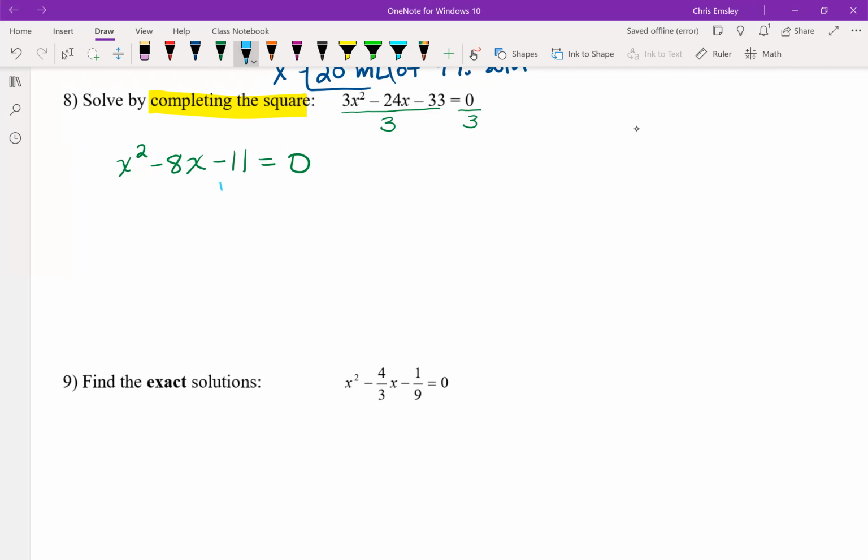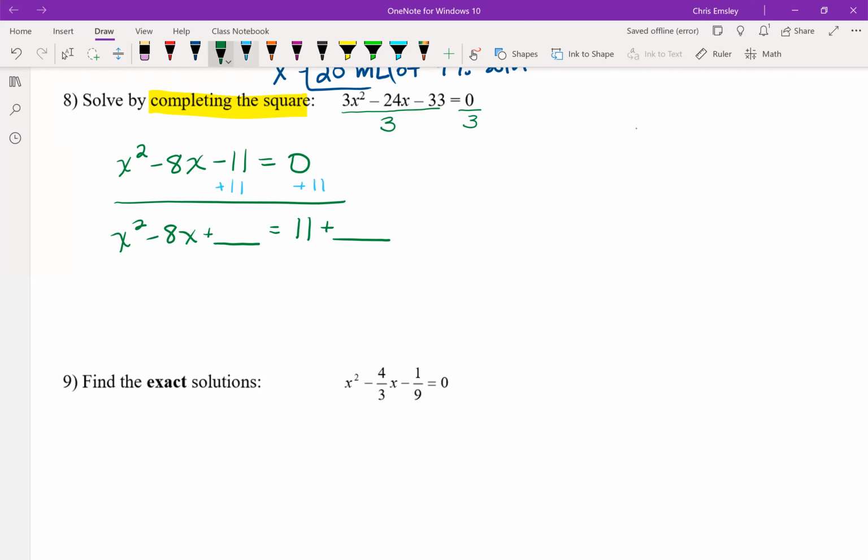Next up, I'm going to move that 11 over because what we basically need is any term with a variable in it will stay on the left. And I'm going to leave a space here for my next step. Any term without a variable will go over on the right. And I leave that space there again, setting myself up for the next step where we're actually going to go in and do the completing the square.